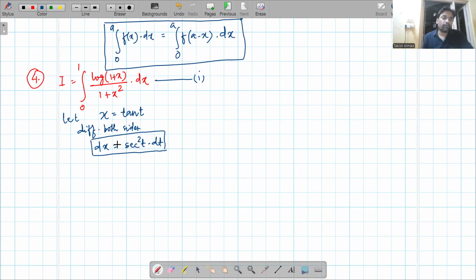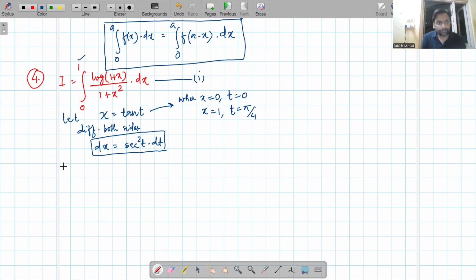Now, whenever you are taking x equal to something, you have to change the limit. The limit will also get changed according to this. When x is equal to 0, at what value of tan do we get 0? That is 0 degrees. So t is equal to 0. And the other limit is 1. When x is equal to 1, at what value of tan do we get 1? That is 45 degrees, tan 45 is 1. So 45 degrees is pi by 4. So we will write that t is equal to pi by 4.